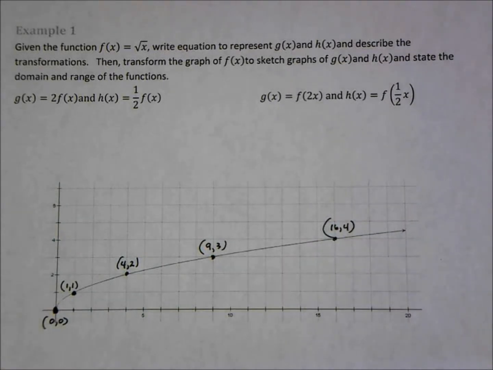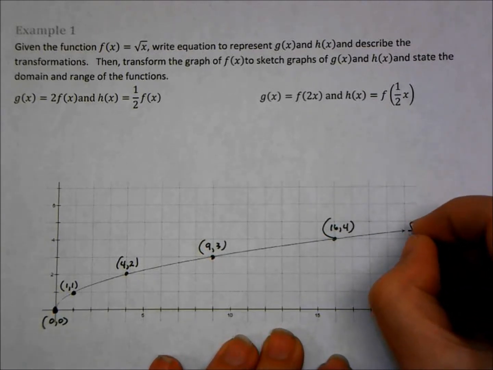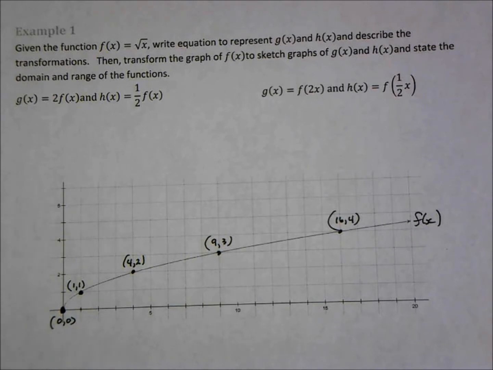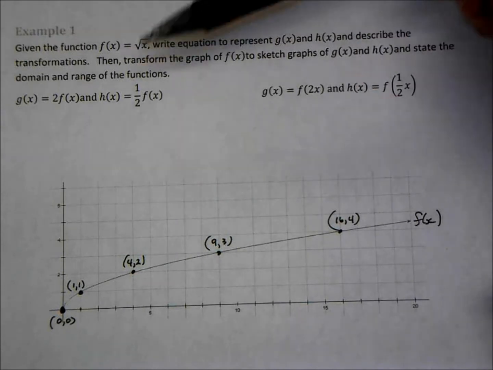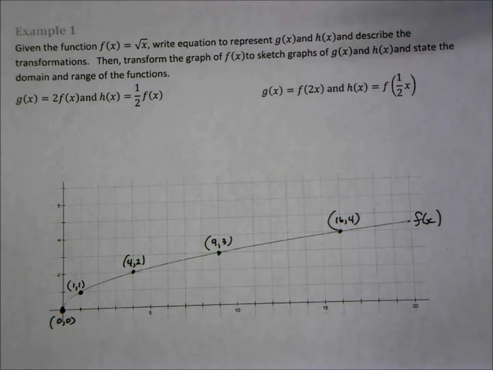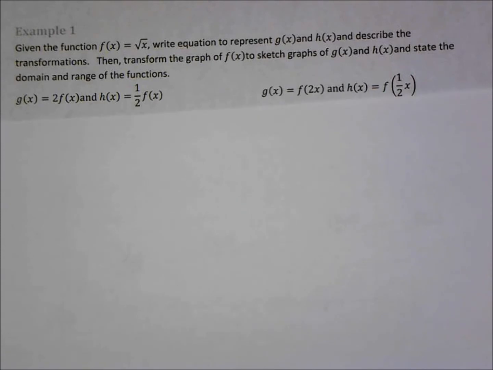Given the function f of x equals square root x, so here's our f of x, write an equation that represents g of x and h of x and describe the transformations. Then transform the graph of f of x to sketch the graphs of g of x and h of x and state the domain and range. And we've got four different ones we're going to do, so we'll do each one in a different color. This is how I'm going to recommend to do this. Let us do g of x first.